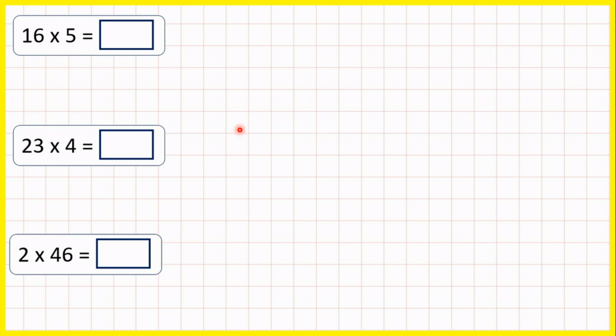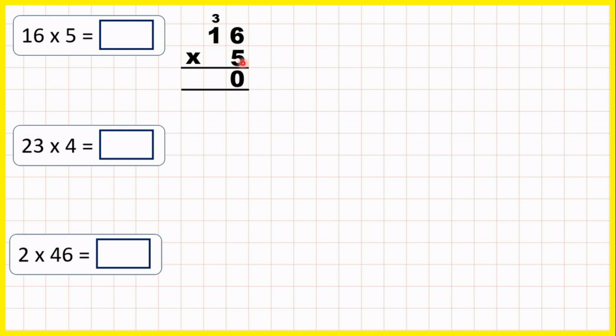Now let's multiply using short multiplication. To start with, we have 16 times 5. So we can set this out with our 2-digit number on top and our single-digit number, so our smaller number, underneath. Now we start by multiplying the digit in the ones. So 6 times 5 is 30, so 3, 0, and then we can multiply the digit in our tens.